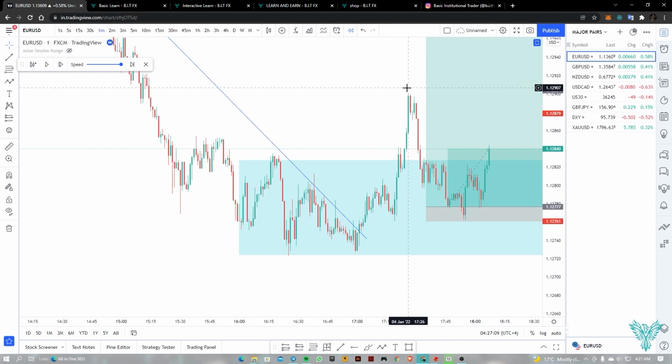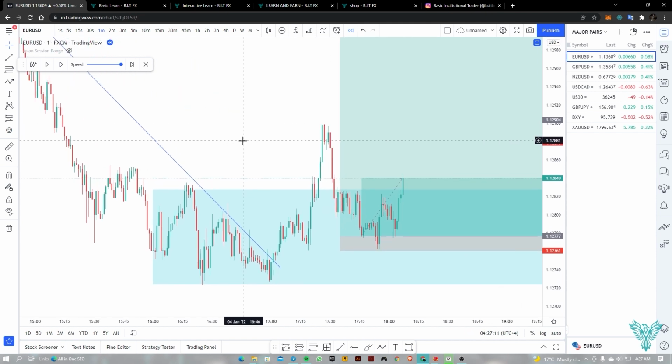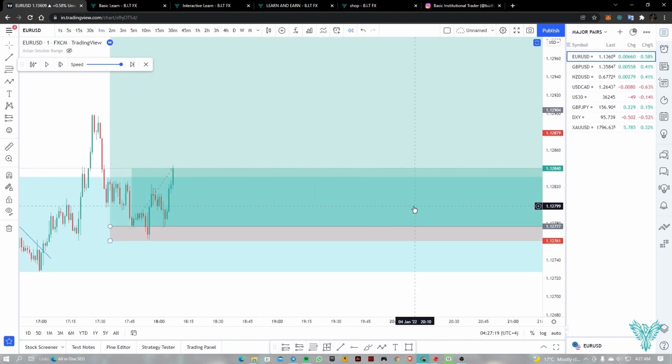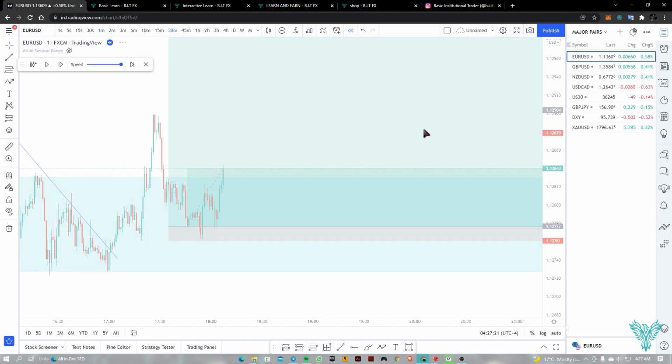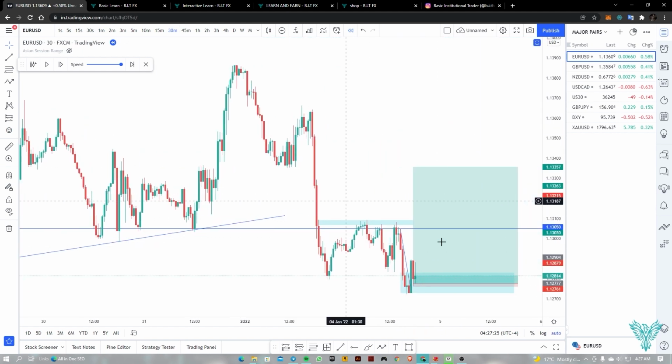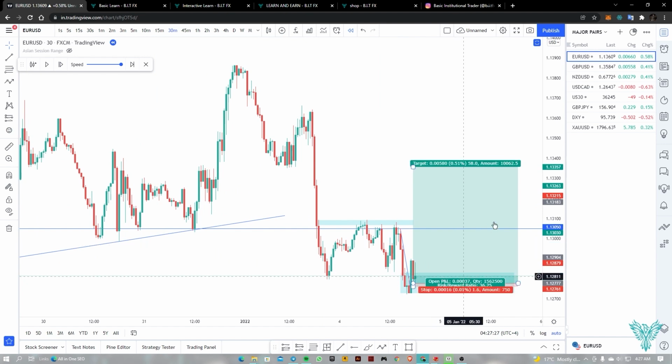Right here, the market pushed up and then came all the way down into our entry, and we didn't get stopped out. We had, I think, a 1.6 pip stop loss right here. Let's go back to the 30-minute time frame, and yeah, 1.6 pip stop loss.